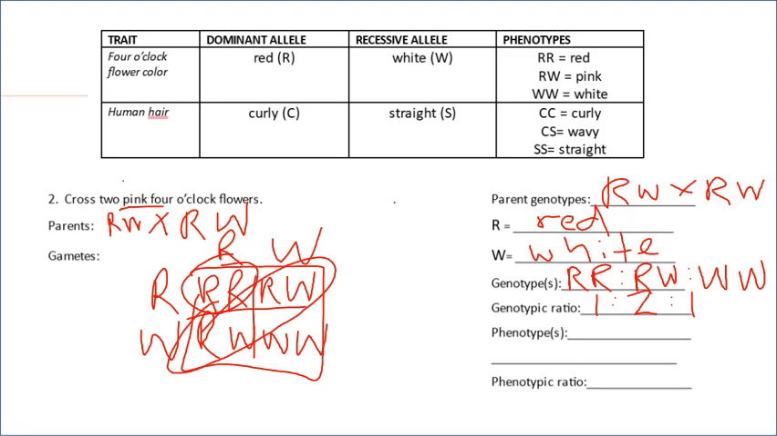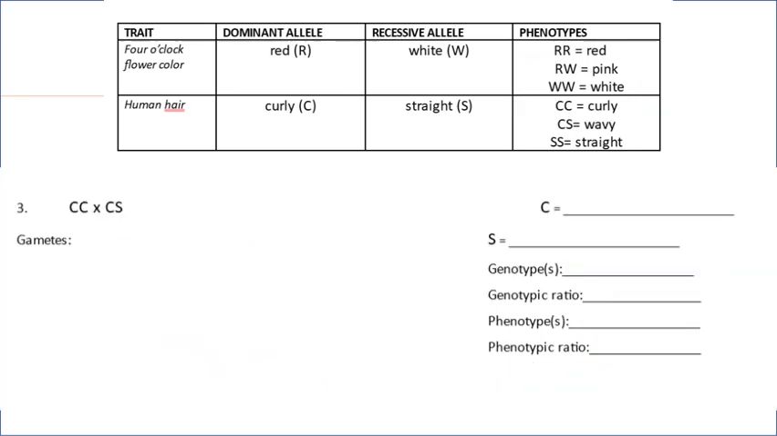The phenotypes are also going to be drastically different. So we have red, we have pink, and we have white. But guess what? That's also going to be a 1 to 2 to 1 ratio. We simply use this up here to help determine what those are. So that's what we have when we look at this. Let's look at the next example.